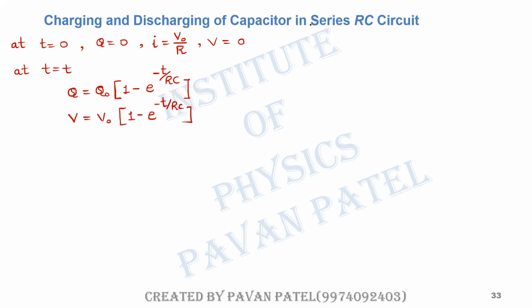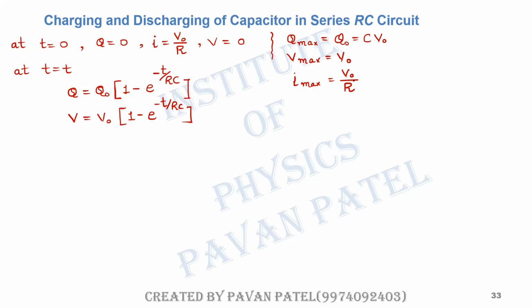Now please remember this. The maximum charge, Q maximum, is equal to Q0, and Q0 is equal to CV0, right? V0 is of course the maximum potential difference across the two plates of the capacitor. So V maximum is V0, and I maximum is equal to V0 divided by R. Okay, so these are the formulas.